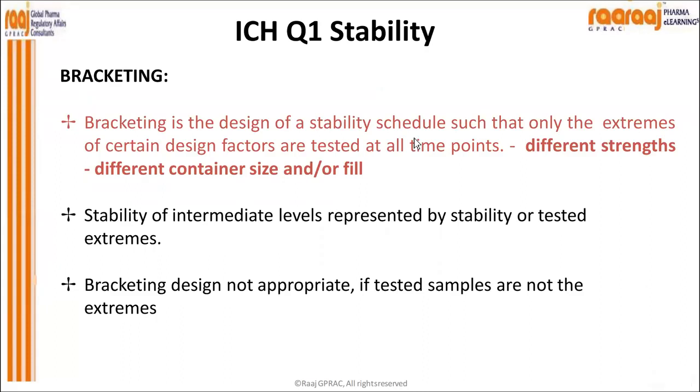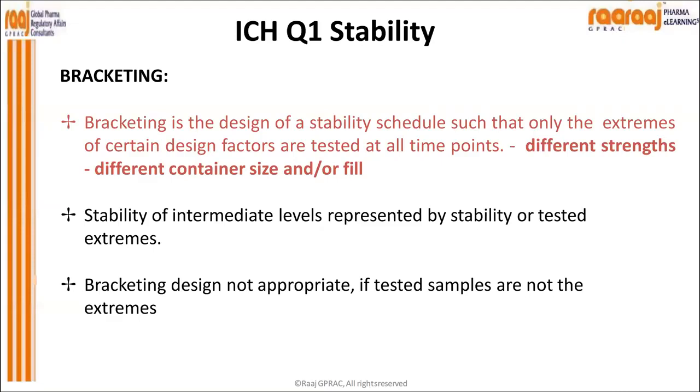Okay. So bracketing is the design of a stability schedule such that only the extremes of certain design factors are tested at all time points, right? Different strengths, different container sizes. Suppose I have manufactured cetirizine tablet 5 mg, 10 mg, 20 mg, okay? And I have designed a stability protocol for 0 month, 1 month, 3 month, 6 months, 9 months, 12 months, 18 months.